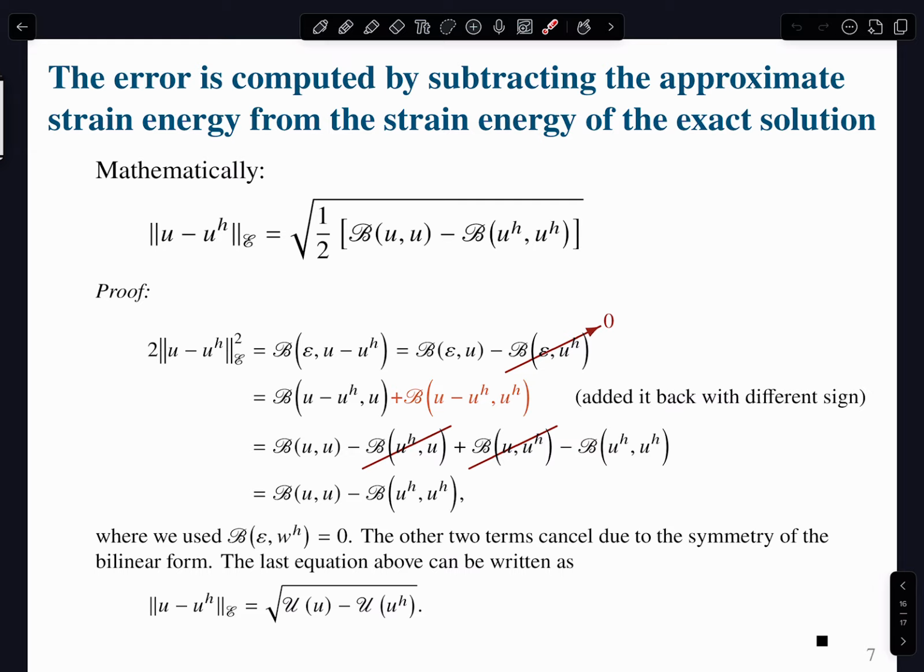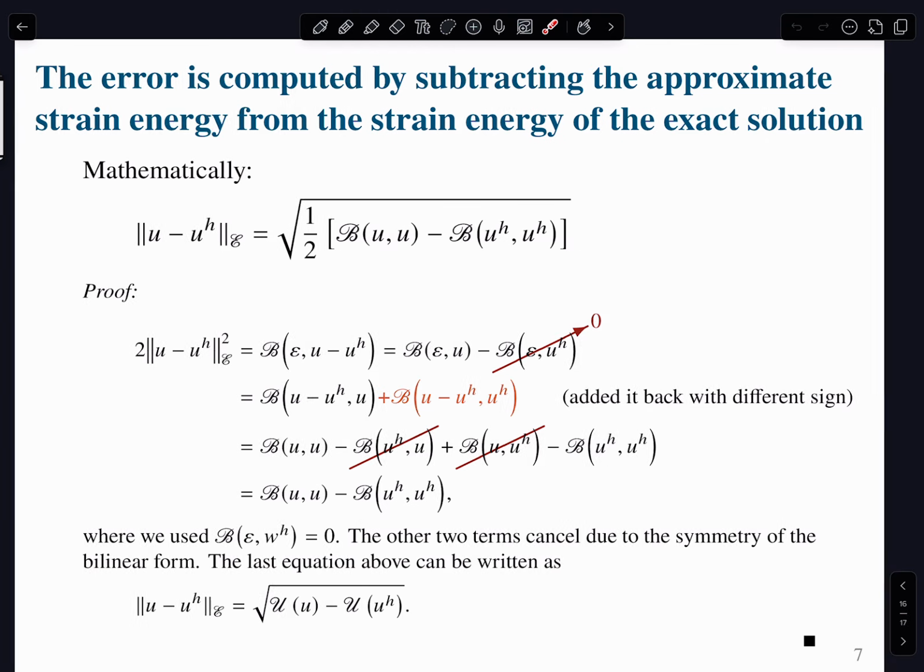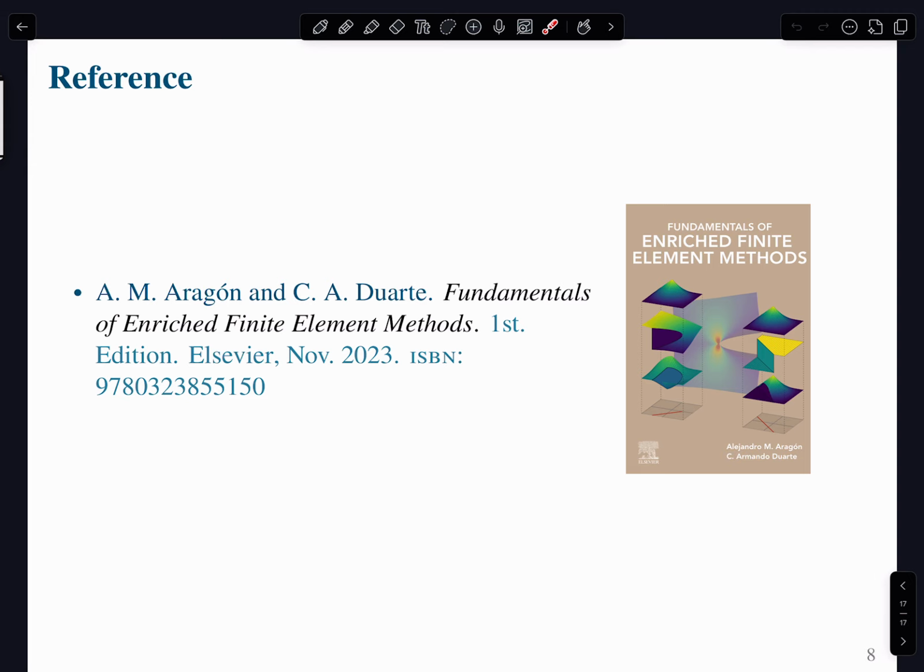And again, you can go through the proof at your own pace. It's not really important that we do it here. All you have to note at this point is that now there is a way for us to compute errors, right? Okay. This is a shorter lecture than the previous one.